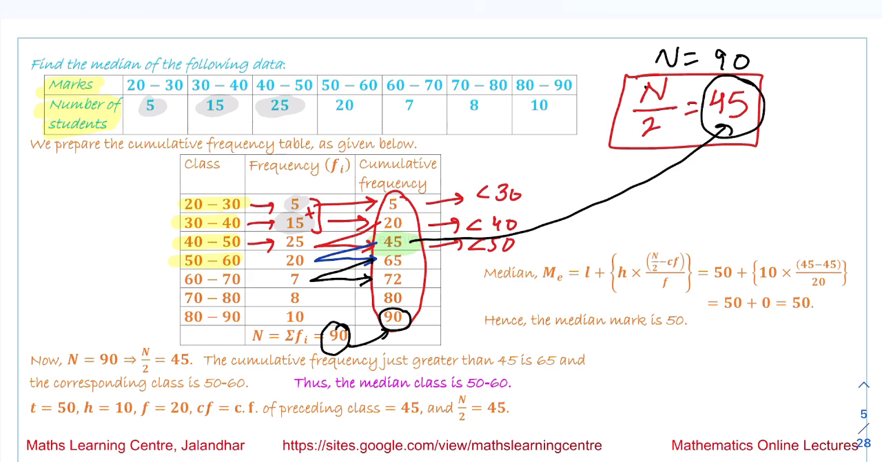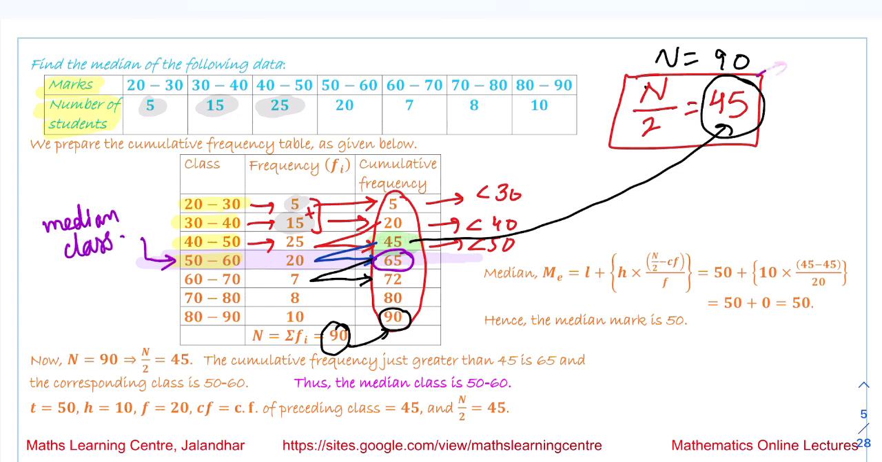But what was our formula saying? That we want the cumulative frequency just greater than 45. So that value is 65. It means this class we are talking about, 50 to 60, this is the corresponding median class.